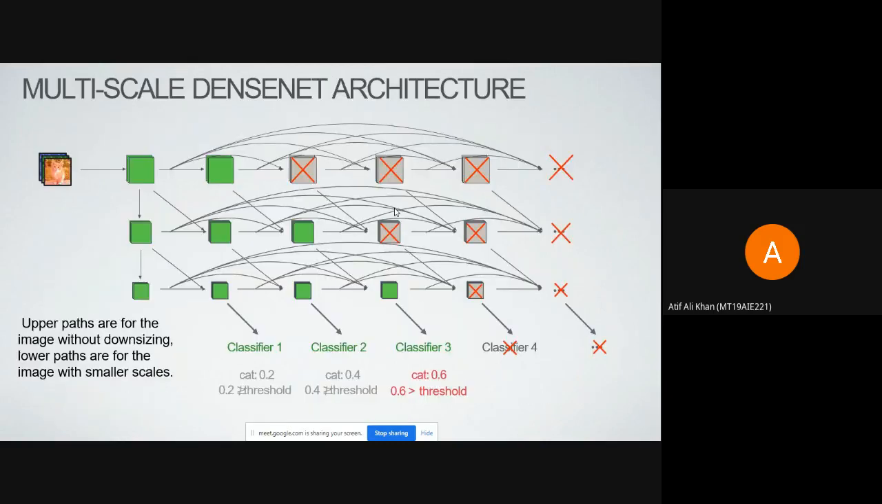On the next slide, the multi-scale DenseNet architecture is represented, and as we say, the thumb rule is being implemented over here. We observe the image based on the cutoff value and threshold techniques. Here classifiers 1, 2 and 3 represent various images with cutoff equal to 0.2, 0.4 and 0.6. On the other hand, they have threshold values which can be greater than 0.2, between 0.2 and 0.4, and less than 0.6. We have also observed that the upper parts are for the image without downsizing, and the lower parts are based on the image with smaller scales. Can we have the next slide?